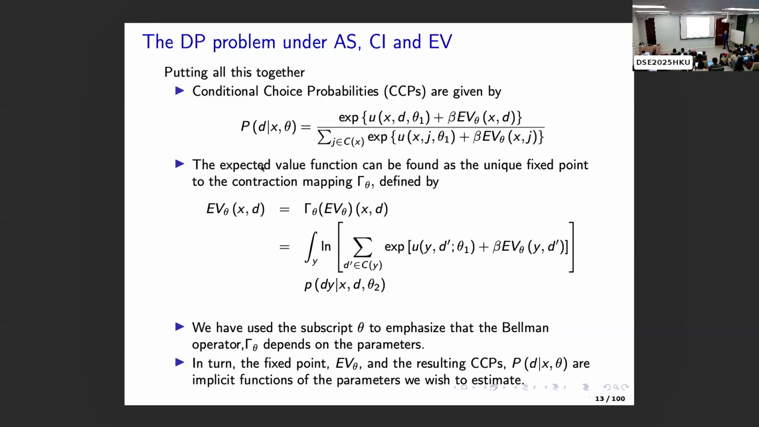So we put all this together. Now we have an expression for the conditional choice probabilities. They're just logit formulas. And look at that little baby here. This is the fixed point of the Bellman equation, that expected value function. So in order to compute those choice probabilities, we need to be able to compute that fixed point of this Bellman equation. You could do it, for example, by successive approximation.